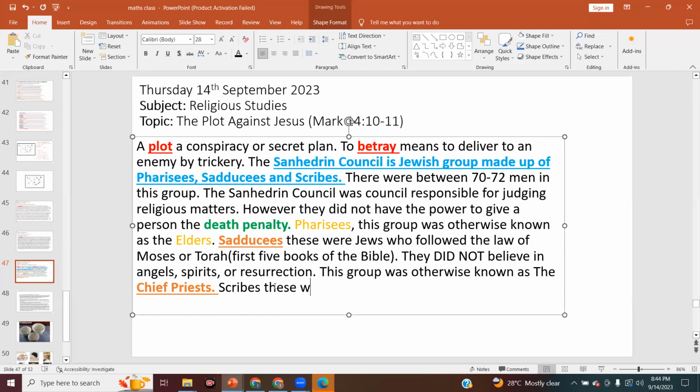So the scribes, these were Jews who studied Jewish religious law thoroughly. So the scribes were very studious, all right? And often taught the law to others.